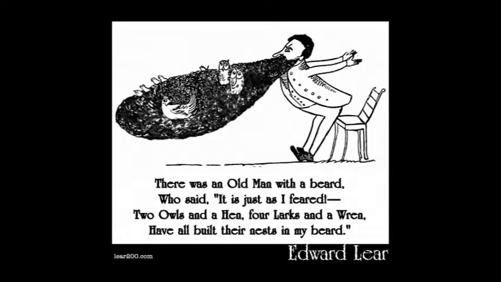This is a famous limerick called Old Man with a Beard from a book called The Book of Nonsense by Edward Lear. It says, there once was an old man with a beard who said, it is just as I feared. Two owls and a hen, four larks and a wren have all built their nests in my beard. Even though it doesn't look like it follows the 5-line pattern, it definitely follows the same rhyme scheme. You hear beard, feared, beard again, and then you hear hen and wren. So it does follow that AABBA pattern. Also, it's hilarious because there are a bunch of birds who built their nests in his beard because it is way too long, as you can tell.